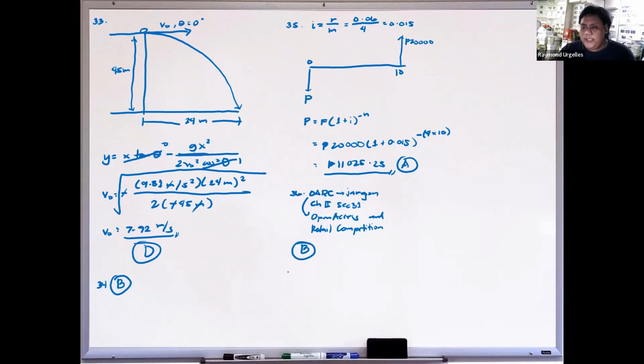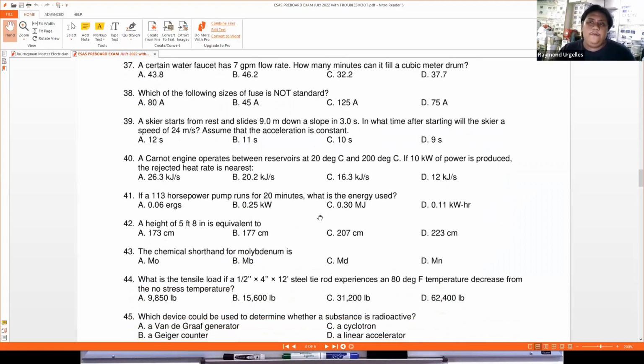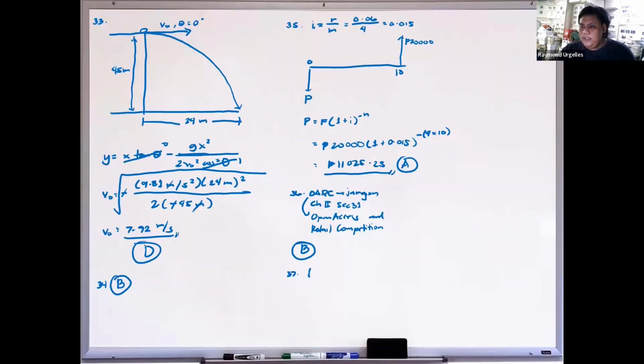Next, number 37. We have a certain water faucet. A certain water faucet has 7 gallons per minute, which is what GPM means, the flow rate. How many minutes can it fill a cubic meter drum? So the volume is 1 cubic meter, and the volume flow rate is 7 gallons per minute. So the time will be equal to the volume divided by the volume flow rate, which is 1 cubic meter.